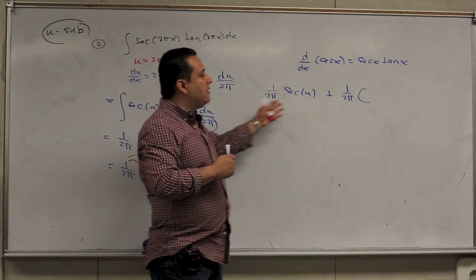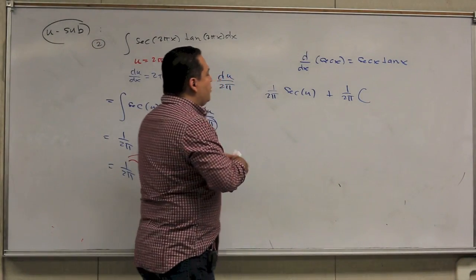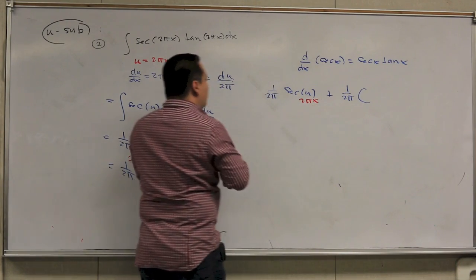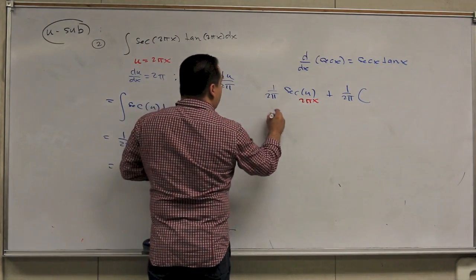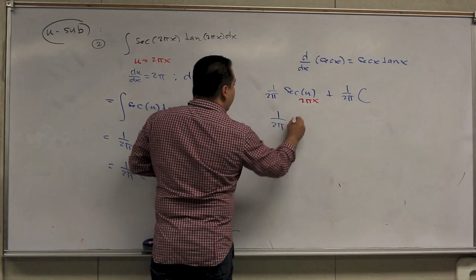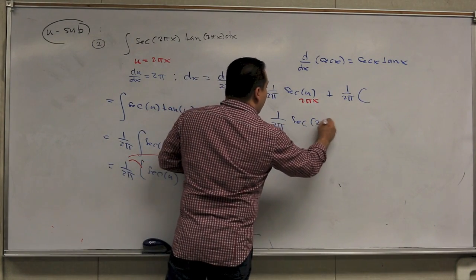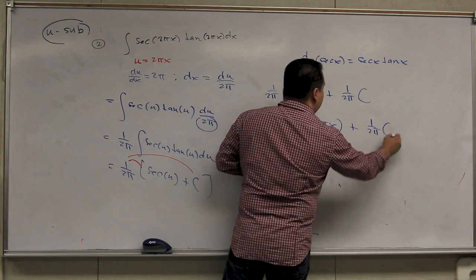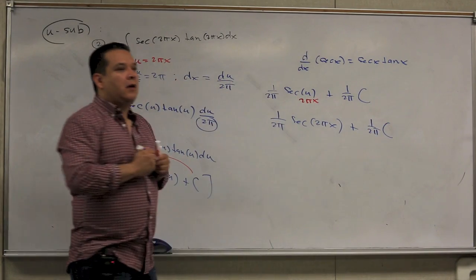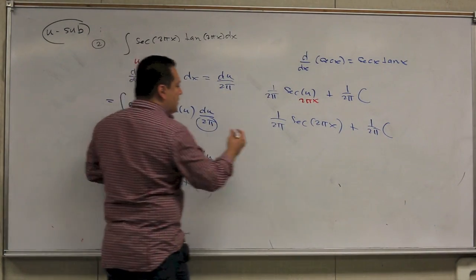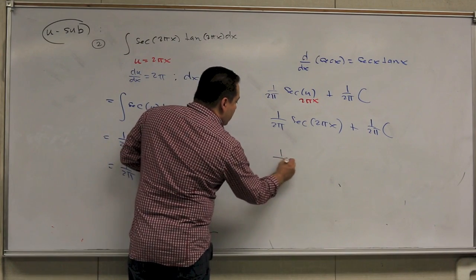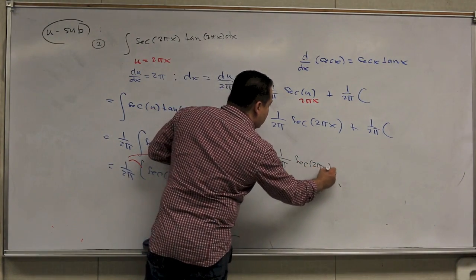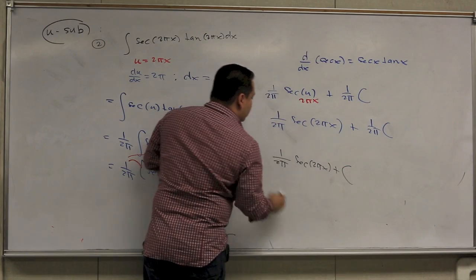Why don't I just use this as an answer? You go, oh, yeah, because what is u? U again is really 2 pi x, right? So isn't this going to be my answer? 1 over 2 pi secant 2 pi x plus 1 over 2 pi c. And you look in back of the book, and what's the answer? 1 over 2 pi secant 2 pi x plus c.